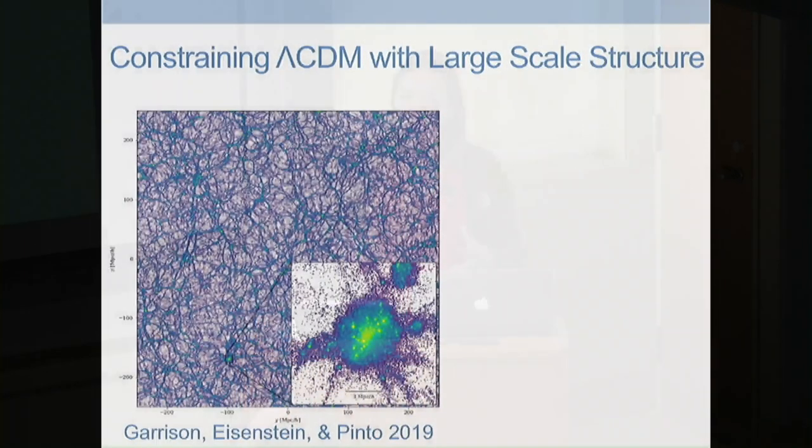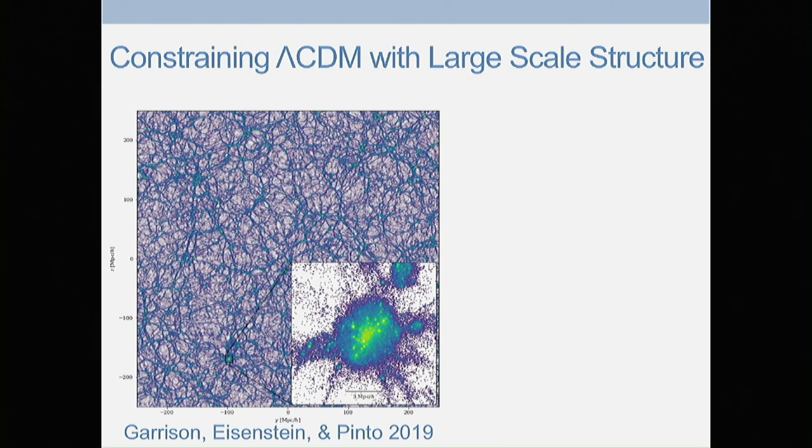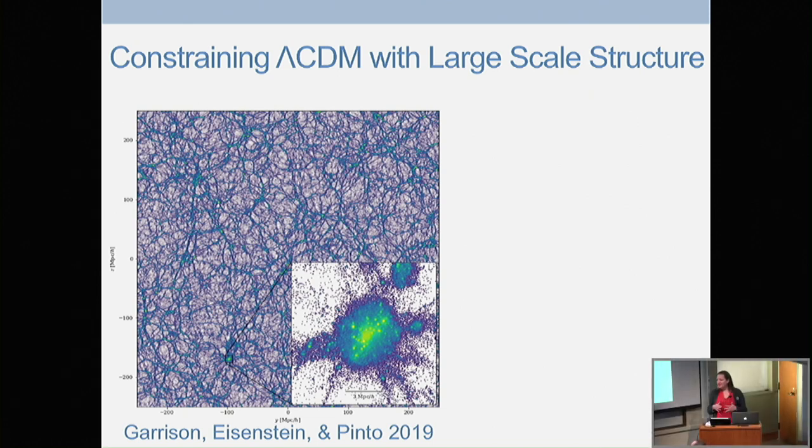So let's start with an image of the cosmic web. This is a slice through an n-body simulation showing the beautiful cosmic web of structure. We've got the overdense halos, filaments, underdense voids. And it turns out that there's a lot of cosmological information in this cosmic web, provided you know how and where to look.